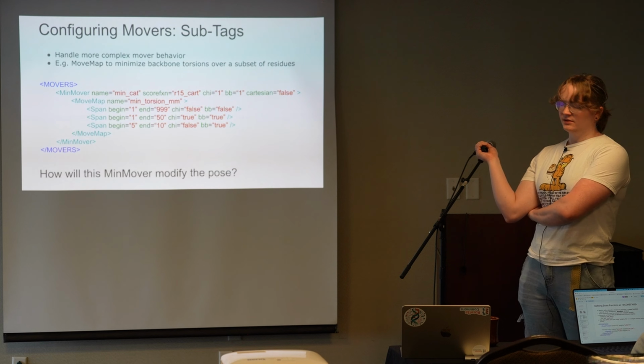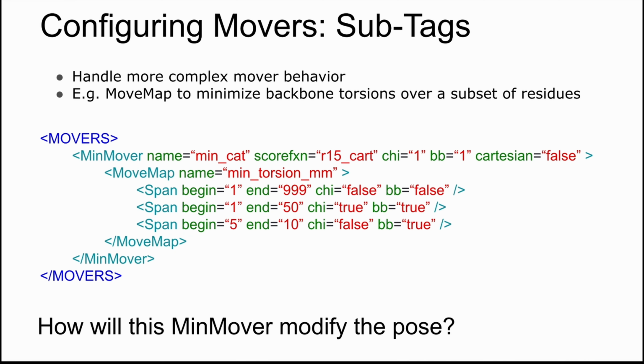Subtags let us handle more complex behavior. For example, the move map lets us define behavior for subsets of residues. This is an example of one of those. If we have our move map, I want to ask you guys what exactly this is going to do. We have three different conditions being applied to our residues.